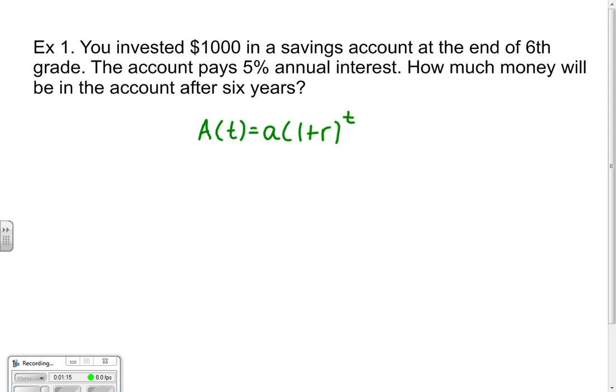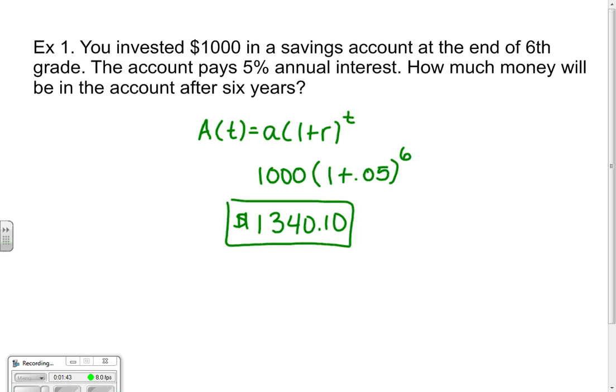I know that the 1,000 is my initial amount. The rate, 5%, needs to be changed to a decimal. It says how much money will be in the account after 6 years, so we're looking for A of t. You can type it into the calculator exactly the way that you see it. You should get $1,340.10. Remember to round any money values to 2 places.